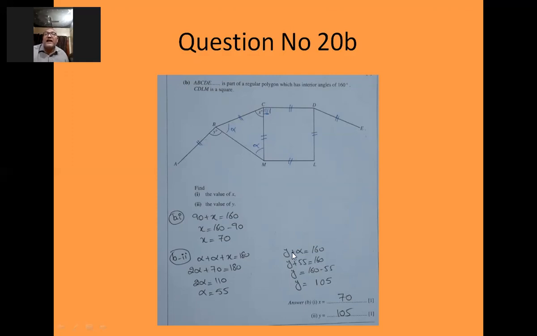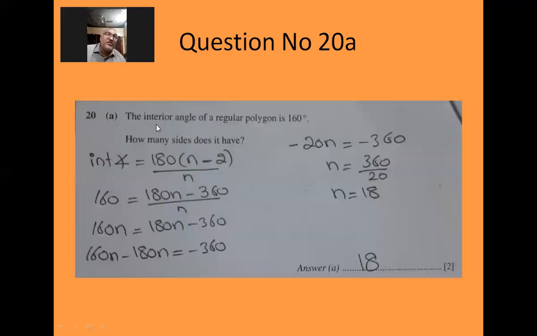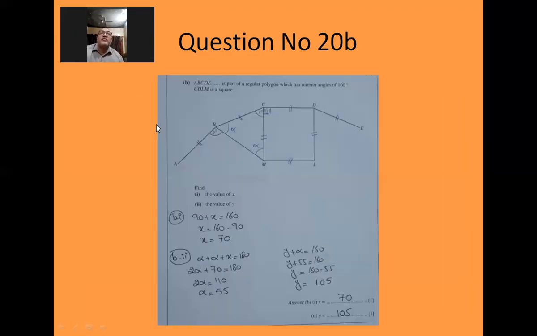So you will have y plus alpha equals 160. So y plus 55 equals 160. So y will be equal to 160 minus 55, and that will be 105. So this is how you will solve question number 20 and its B part.